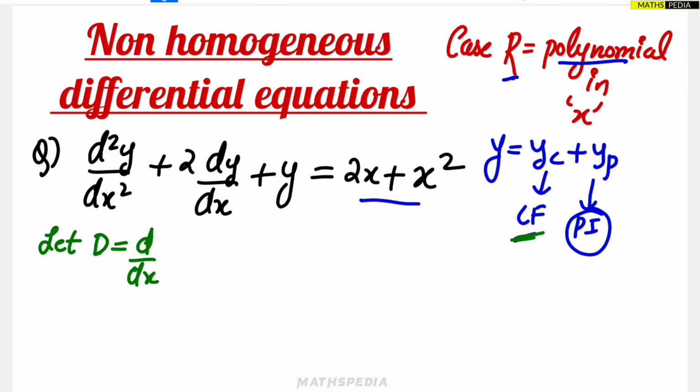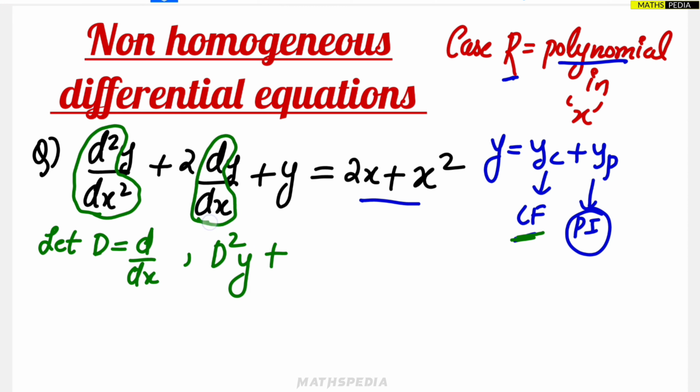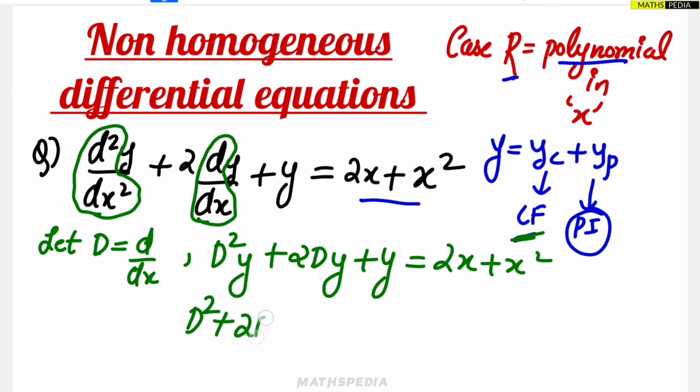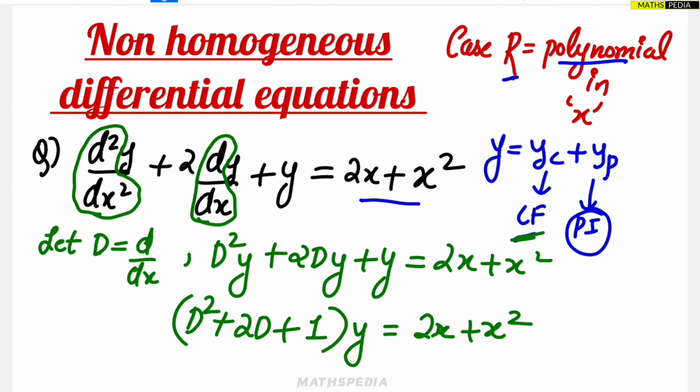Now in this part, d square y by dx square will become D square y, plus d by dx will become D, so 2 D y, plus y as it is, equal to the RHS part as it is. Remember, here we can take y common, so it will become D square plus 2D plus 1, whole into y, equal to 2x square plus x square on the RHS side. Okay.